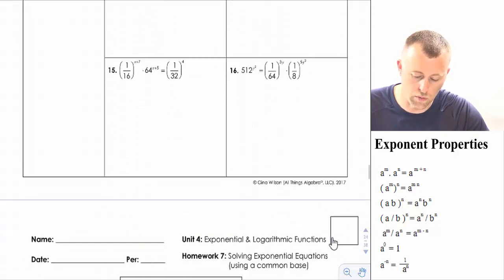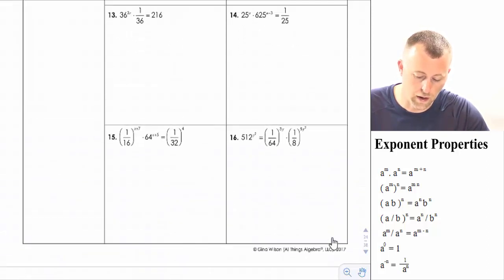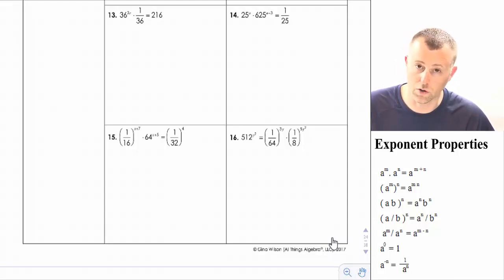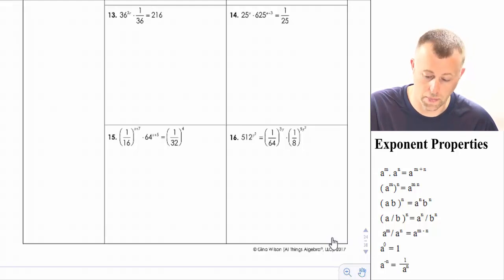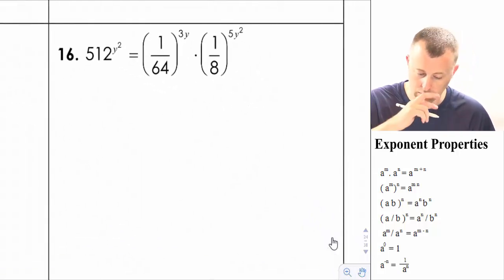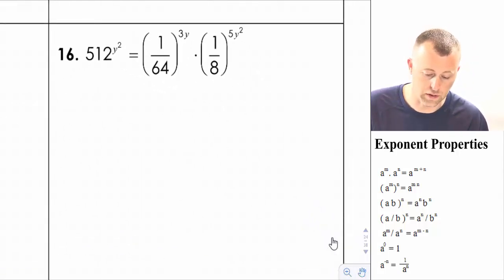I want to try one more crazier one if I can. So we're going to look at number 16 to kind of wrap things up. And this is one where you may want to give it a shot yourself. So if you do that, you can pause it and go from there.